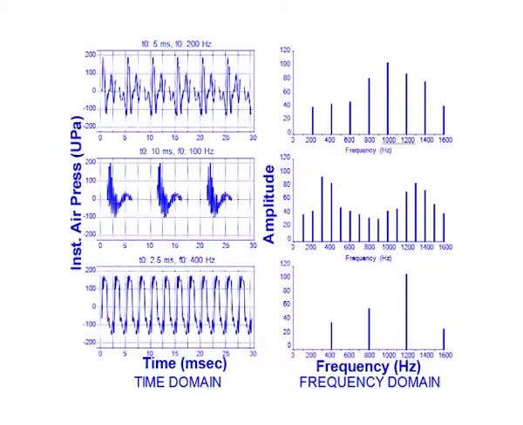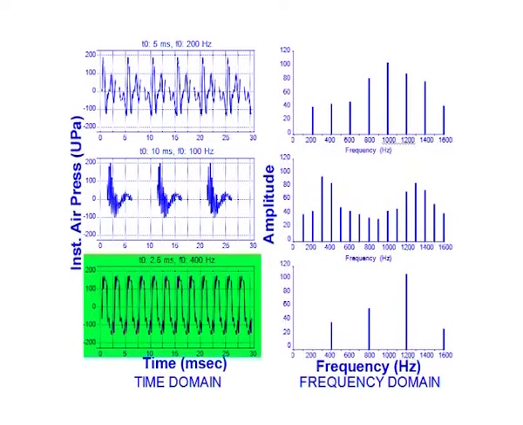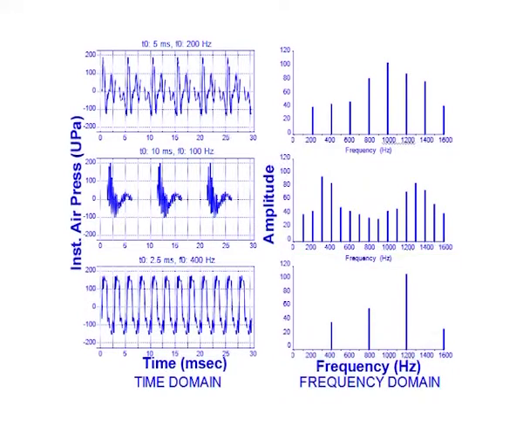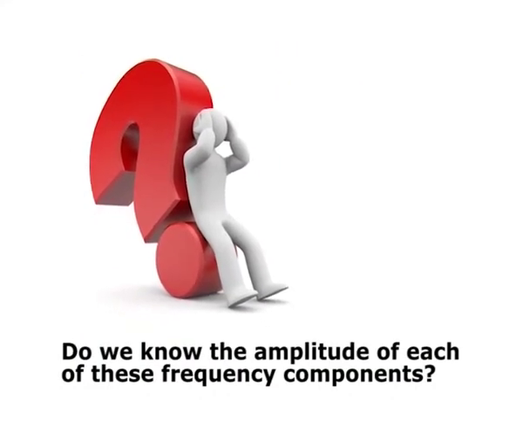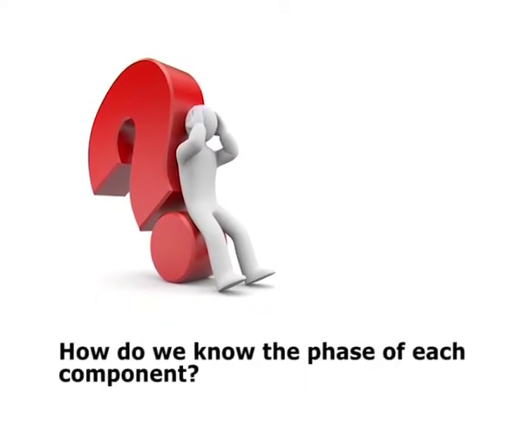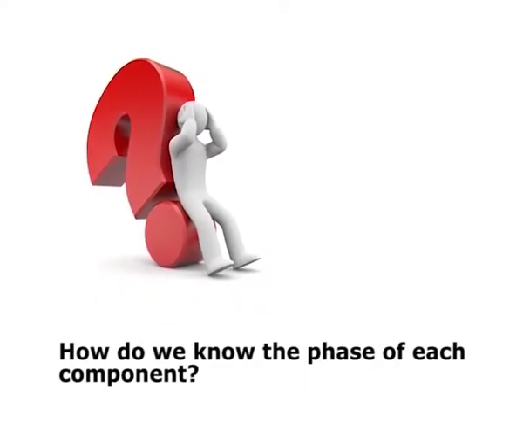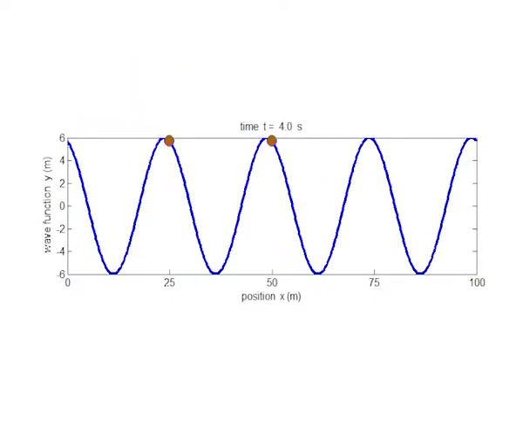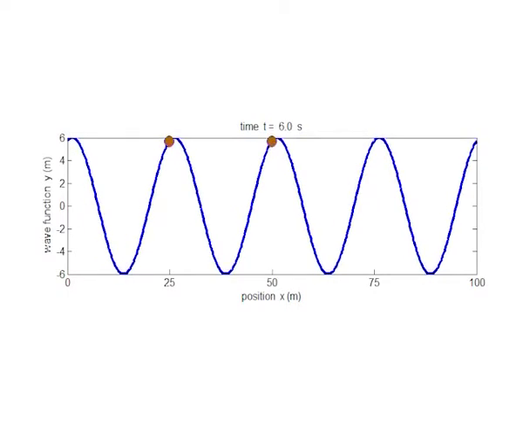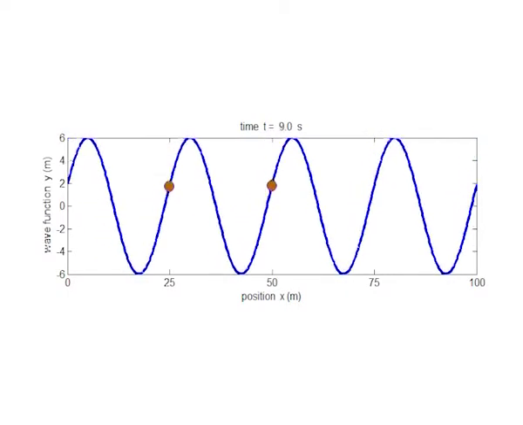Further, by measuring the fundamental period, 2.5 milliseconds, and converting it into fundamental frequency, 400 Hz, we are able to determine that the signal will have energy at 400, 800, 1200, 1600, etc. But do we know the amplitude of each of these frequency components? And how do we know the phase of each component? The answer is that you cannot determine harmonic amplitudes or phases simply by inspecting the signal or by making simple measurements of time domain signals with a ruler.